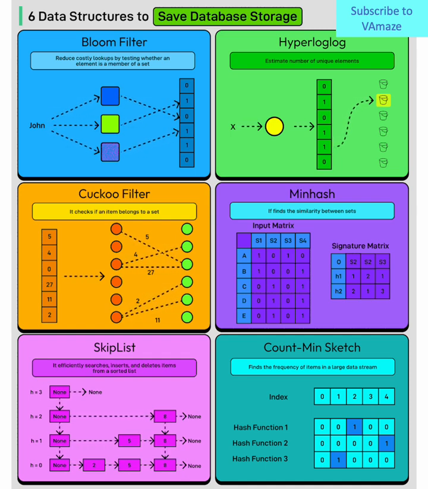How it works: it maintains multiple hash tables, the sketch matrix. Each item gets hashed to one position in each table. Increment counters at all corresponding positions. To query frequency, take the minimum value across all relevant positions.